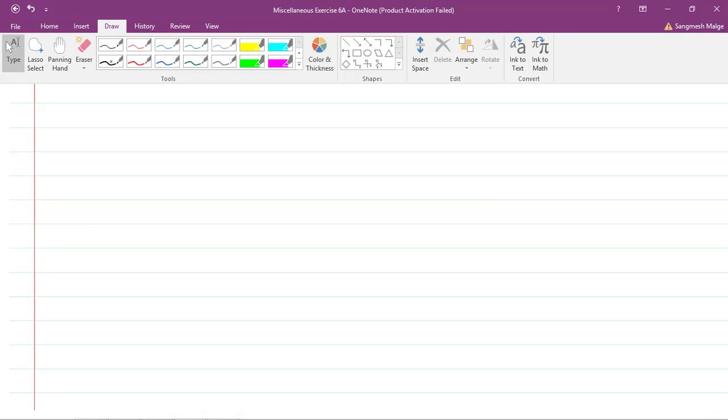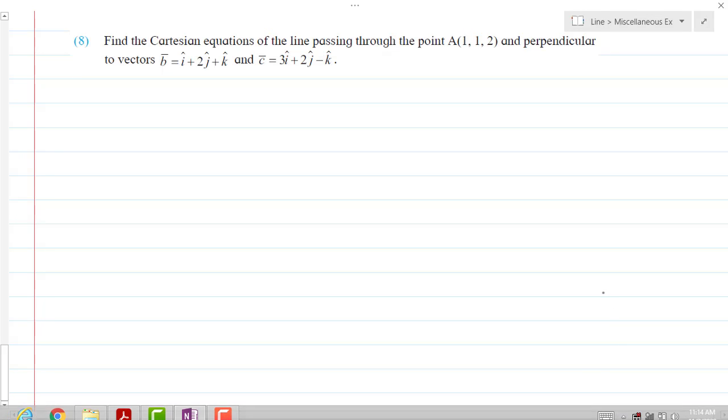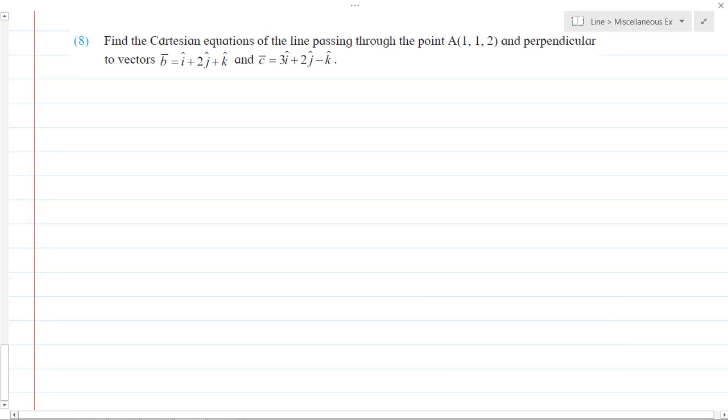Now let's take this one. Again we are focusing on the Cartesian equation of the line passing through the point. We get a bar here and the line is perpendicular to the vectors b bar and c bar. Now see here, suppose this is our b bar and this is c bar. Tell me, what is the perpendicular vector to these two vectors? It is always the vector b bar cross c bar.